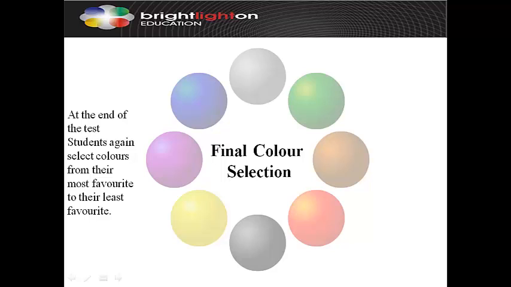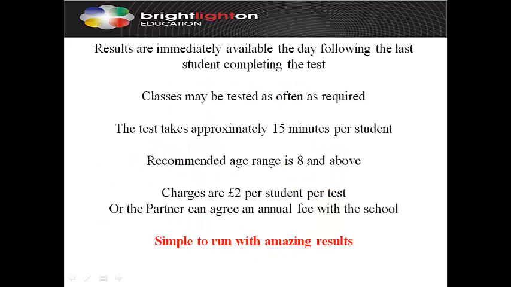It is very simple. Results are immediately available the day following the last student completing the test. Classes may be tested as often as required. The test takes approximately 15 minutes per student. Charges are around £2 per student per test, or your partner can agree an annual fee with the school. This is simple to run with amazing results.